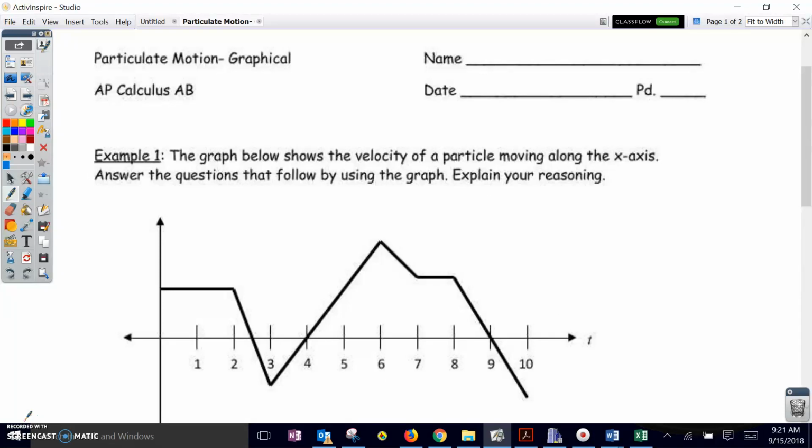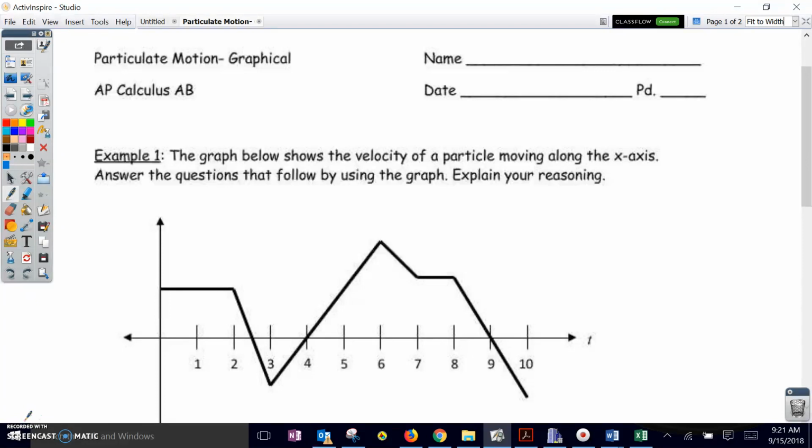Alright, welcome back everybody. In this video we're going to look at how we interpret particulate motion when we're looking at a graph. And we're going to look at a couple of examples. The first example here, the graph below shows the velocity of a particle moving along the x-axis.